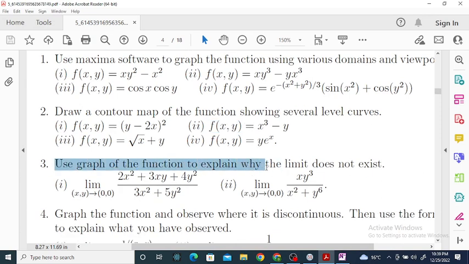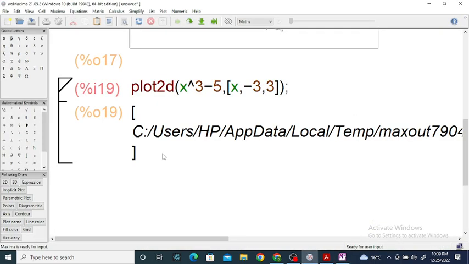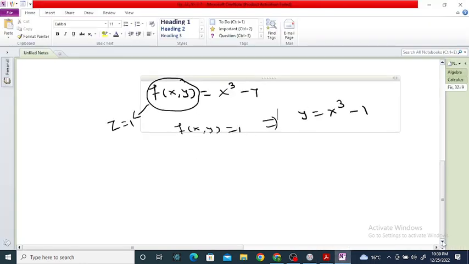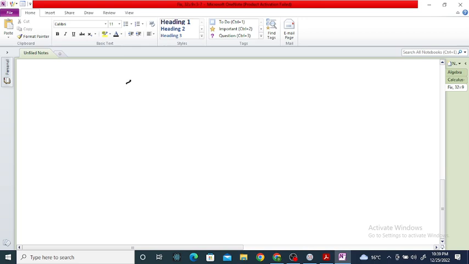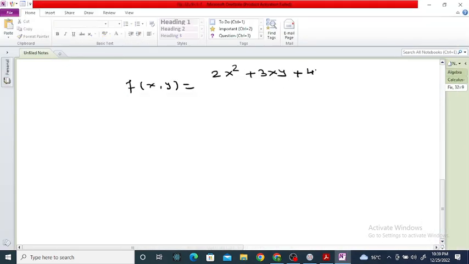Now use a graph of the function to explain why the limit does not exist. So I want to show that this limit does not exist. Here, the given function is f(x, y) = (2x squared + 3xy + 4y squared) divided by (3x squared + 5y squared), and we want to show that this limit does not exist as (x, y) tends to (0, 0).